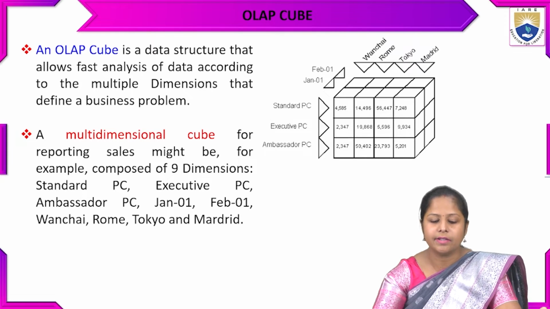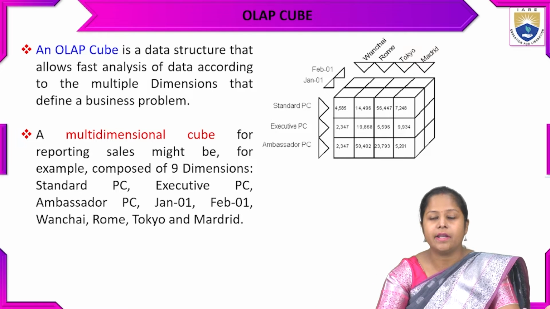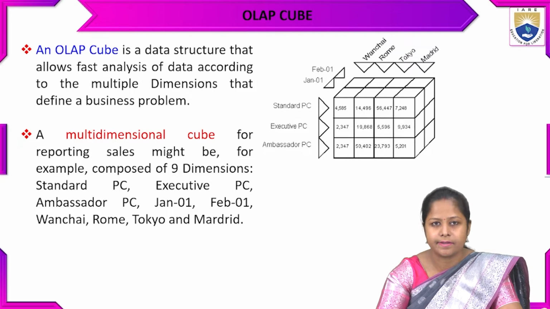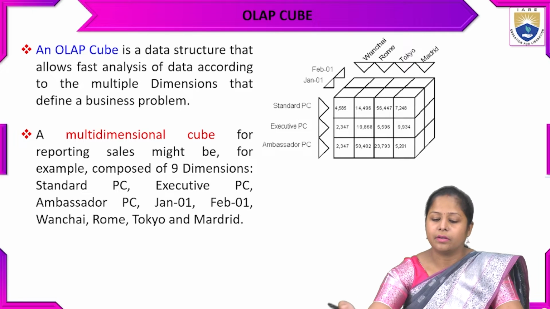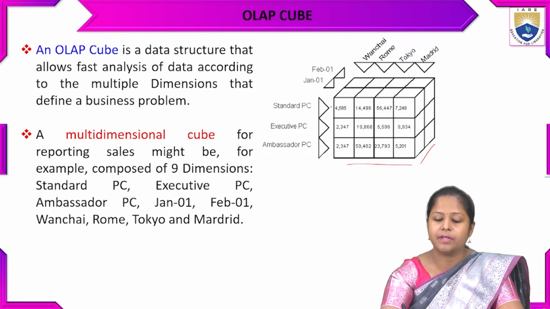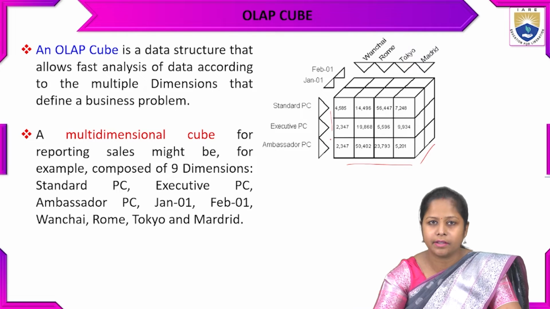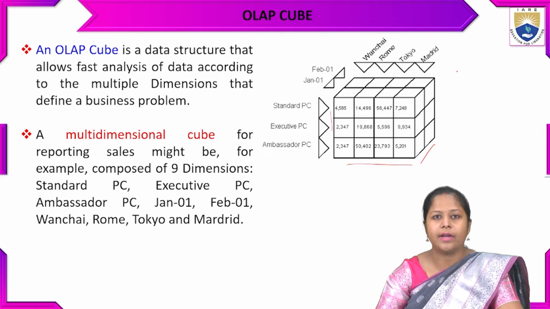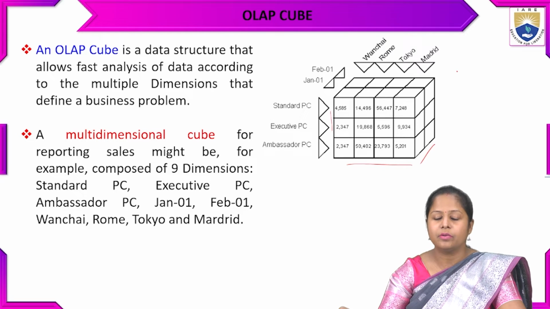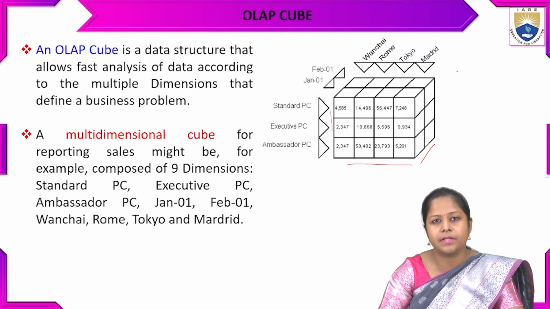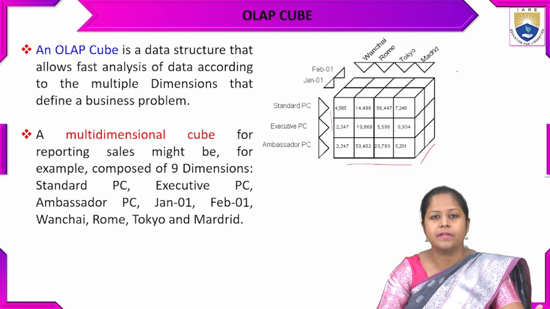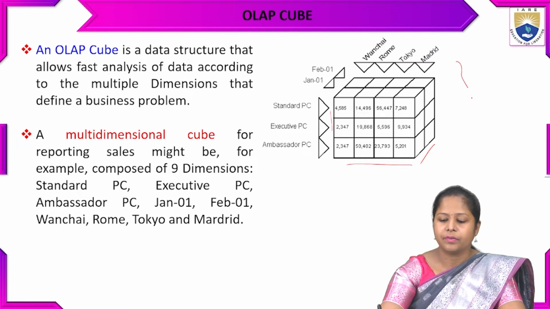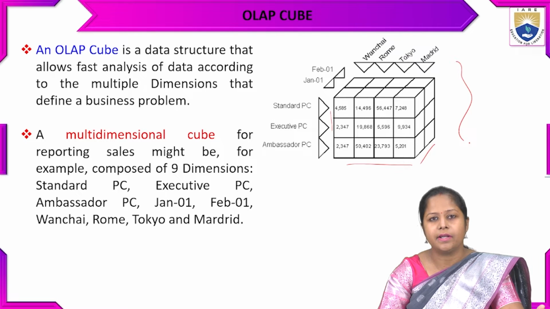The OLAP cube is basically a data structure that gives the fastest data analysis based on multiple dimensions, based on how many dimensions are there in the data cube. Based on that, we will be able to fetch the data for the analysis. So that can define a business problem. The data we can find from the data cube is going to define a business problem, right? So that was an introduction about the data cube.